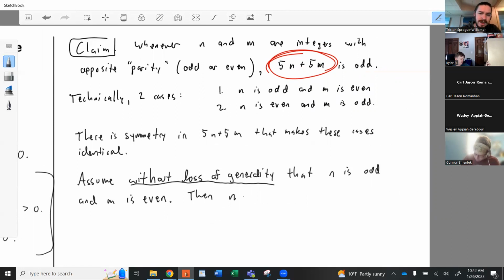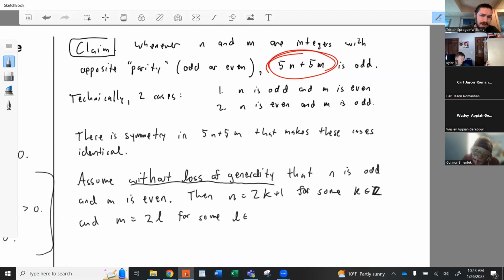We can say, well, then if n is odd, it's 2k plus 1 for some integer k. There's k in Z. That means it's an integer, right? Remember, that's the symbol for integers. And then m, since it's even, is 2 times some other integer. So I can't use k again. I got to use a different letter. So 2l for some l in Z. Okie doke. So I have 2k plus 1 and 2l.